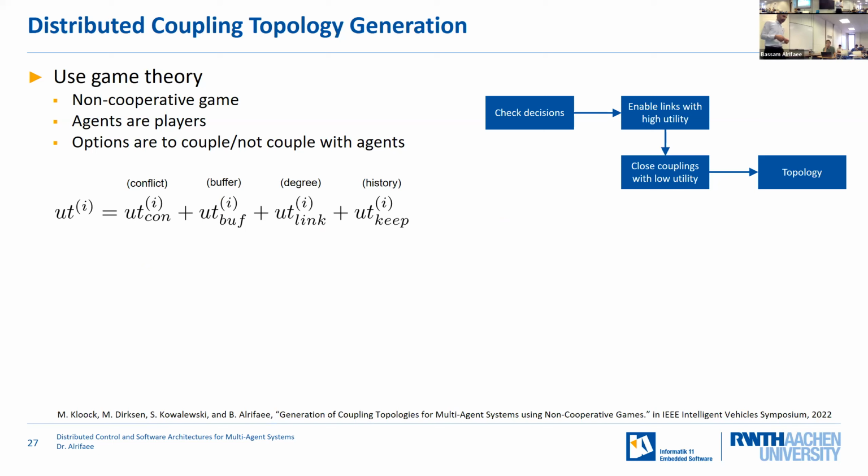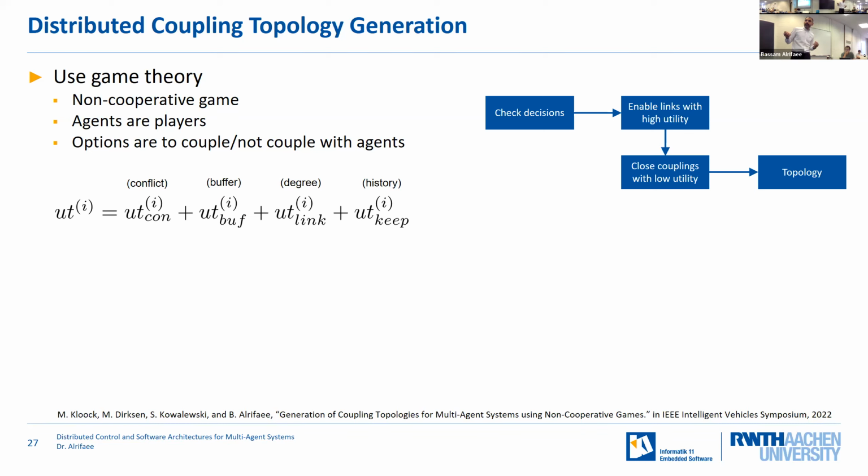How do we get to the graph if the graph is not given? So we found in the literature that it's used in communication networks to build communication networks. They use game theory, and it's an uncooperative game. The agents are the players, and they have the option to couple or not to couple. And here is the utility function.